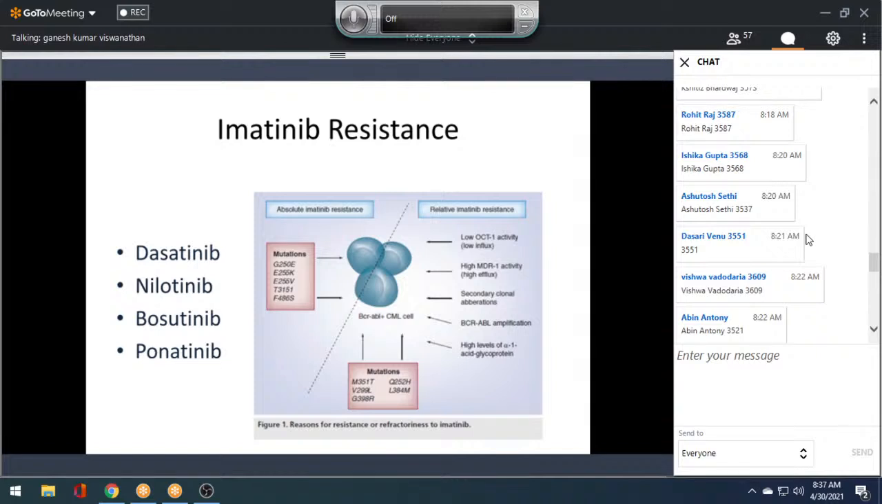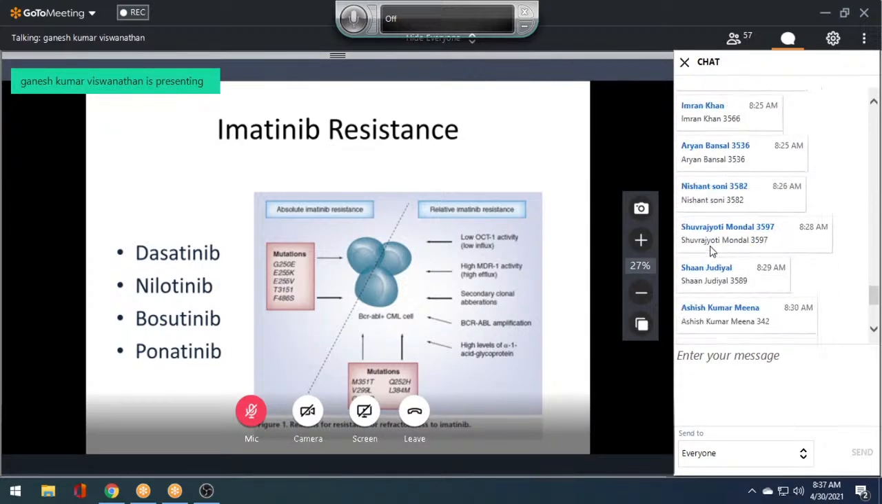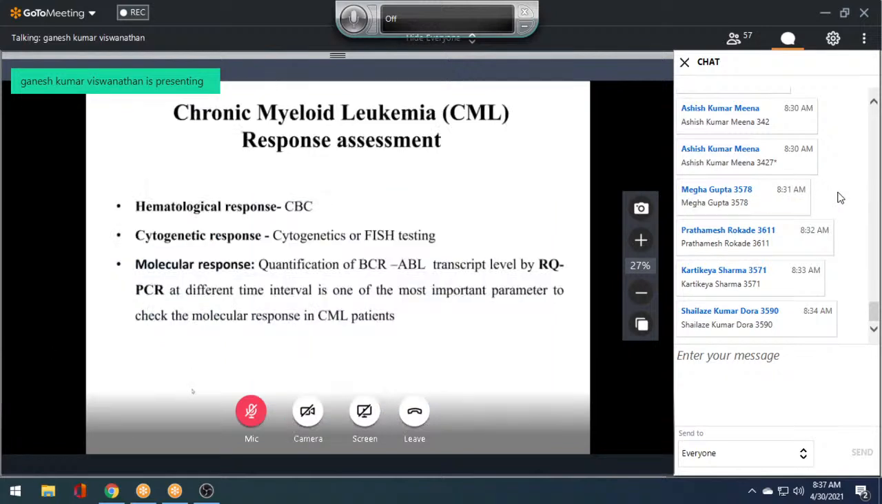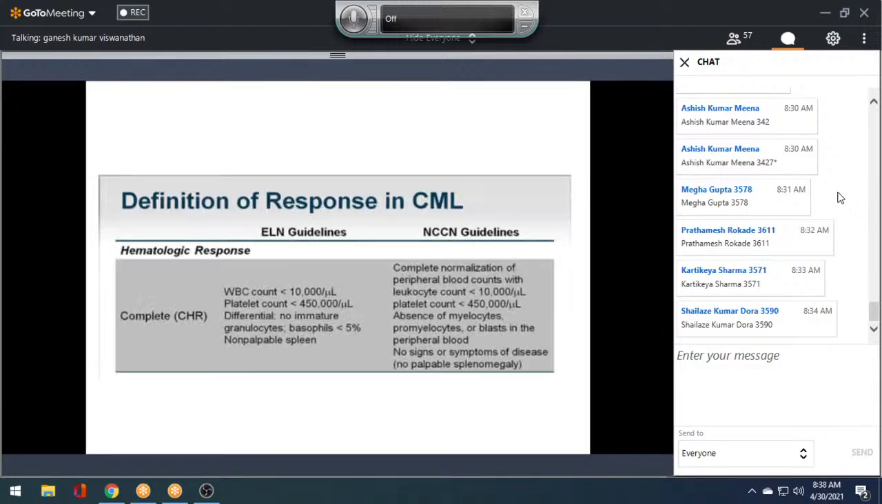Sometimes the disease becomes resistant to imatinib. In that case, we use newer types of tyrosine kinase inhibitors. This includes dasatinib, nilotinib, etc. Once the treatment is given, we assess the response using hematological, cytogenetic, and molecular criteria.